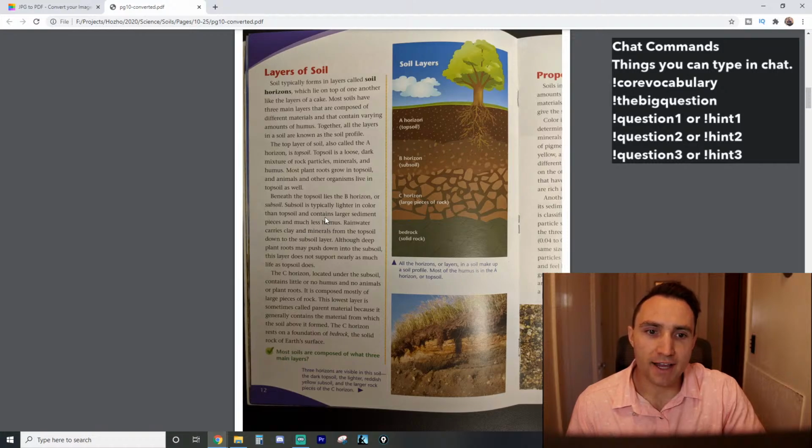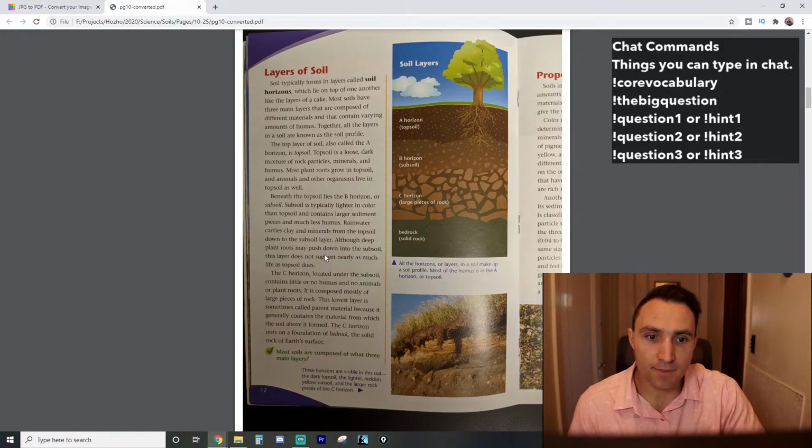Beneath the topsoil lies the B horizon, or subsoil. Subsoil is typically lighter in color than topsoil and contains larger sediment pieces and much less humus. Do you guys remember what sediment is? Sediment is the rock materials or rock minerals, right? That makes up most, about 50% of soil. So that is in the B horizon, the subsoil.